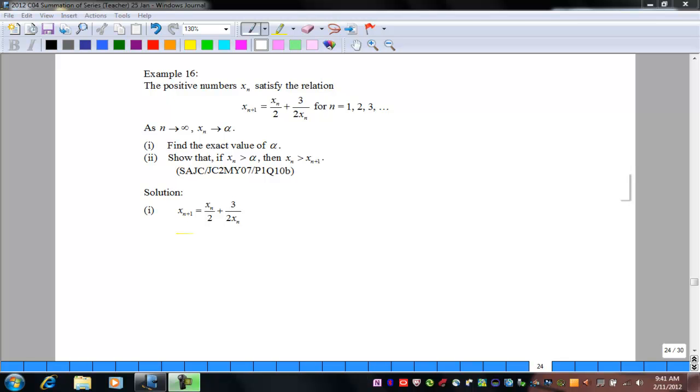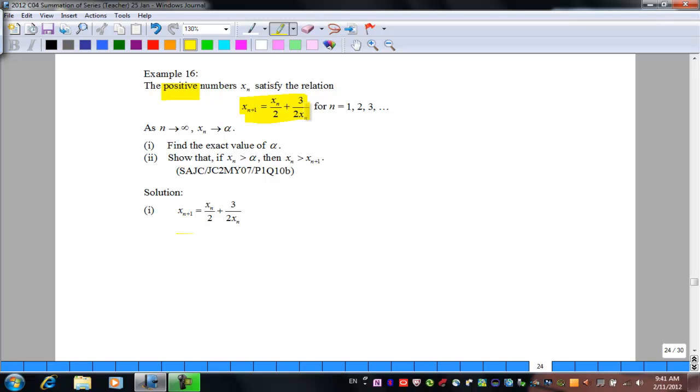Now, to drive in the point on recurrence sequences, let us look at one final example from SAJC Mid-Year Exam 2007. Okay, so please take a look at example 16. Now, in example 16, what we are given is a sequence of positive numbers. Bear in mind, positive numbers xn satisfy the relation given below.